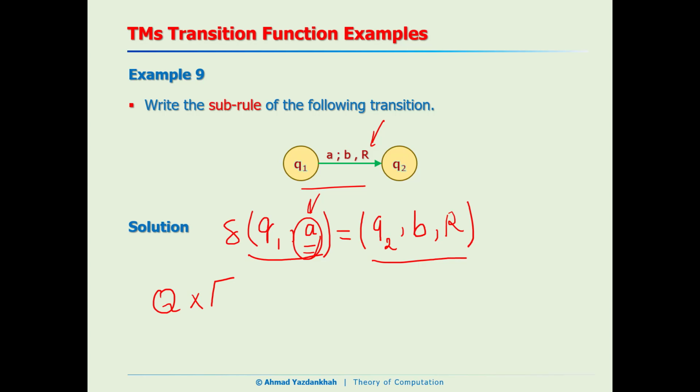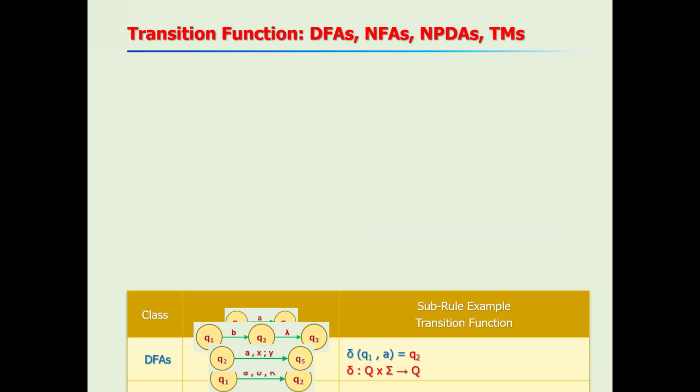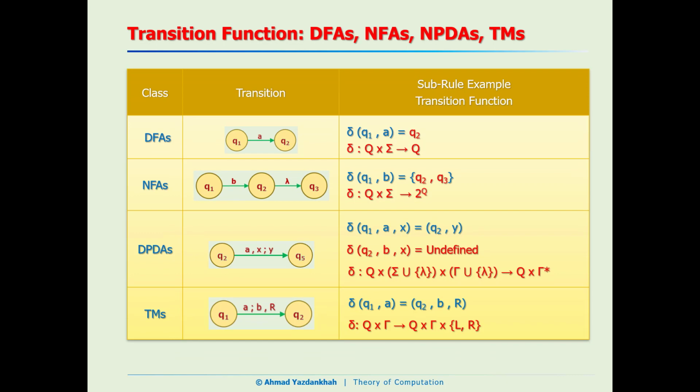Okay, how about the right side? For this Q, we would need the Qs, which is the set of states, and cross, this is again coming from the tape. And for the movements, we have L or R. Okay, so we could figure out the syntax of the transition function. So now we can fill out our table by this.